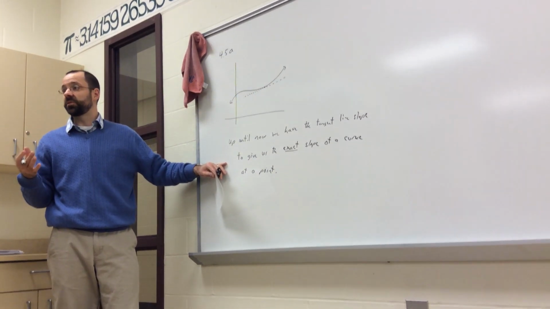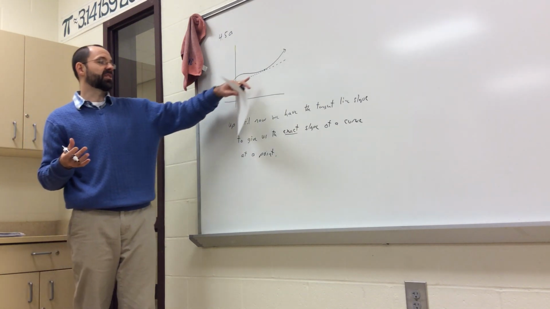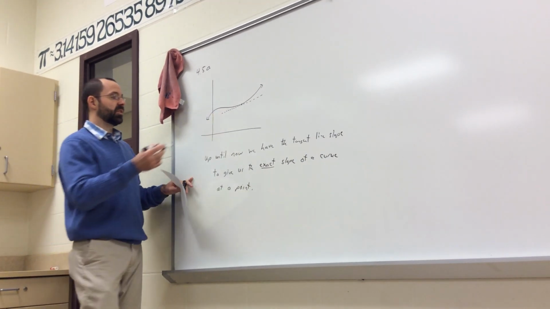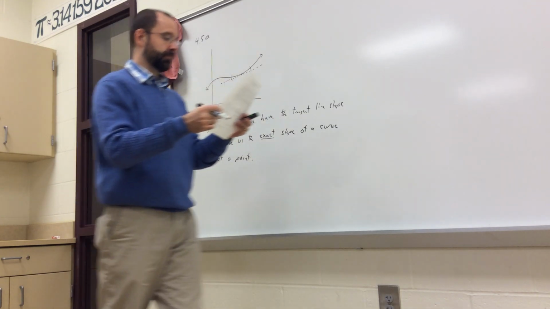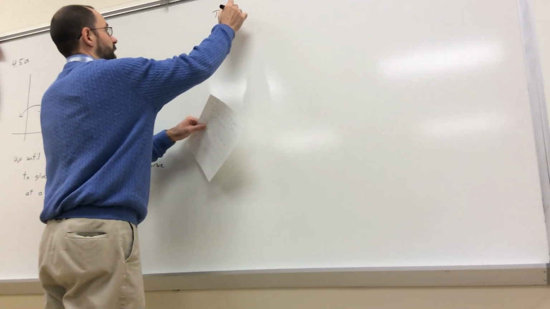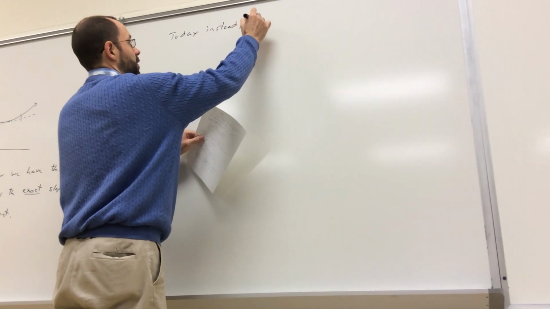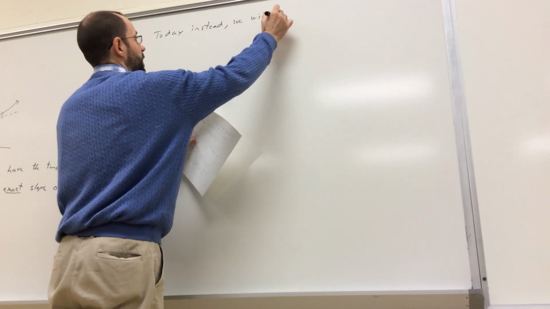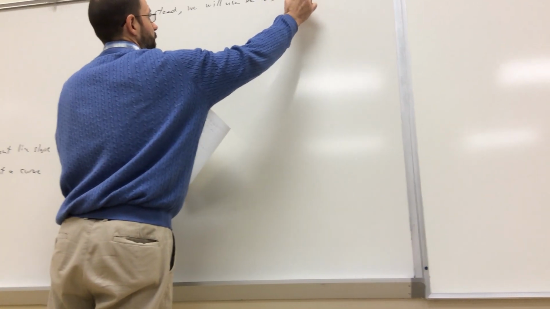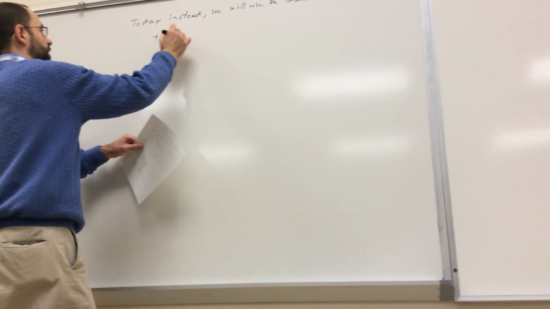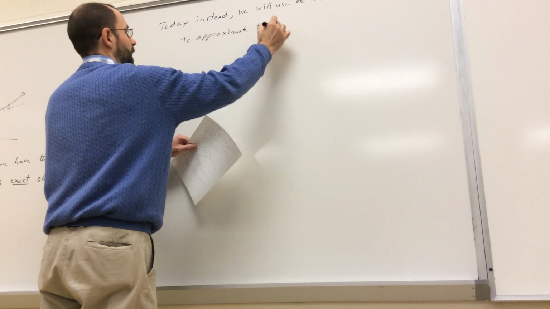Okay, so today we're going to use the tangent line for a little bit of a different approach, though. Instead of using the tangent line as the slope of the curve, we're going to use the tangent line as the heights of the curve. So today, instead, we will use the tangent line to approximate the height of the curve.